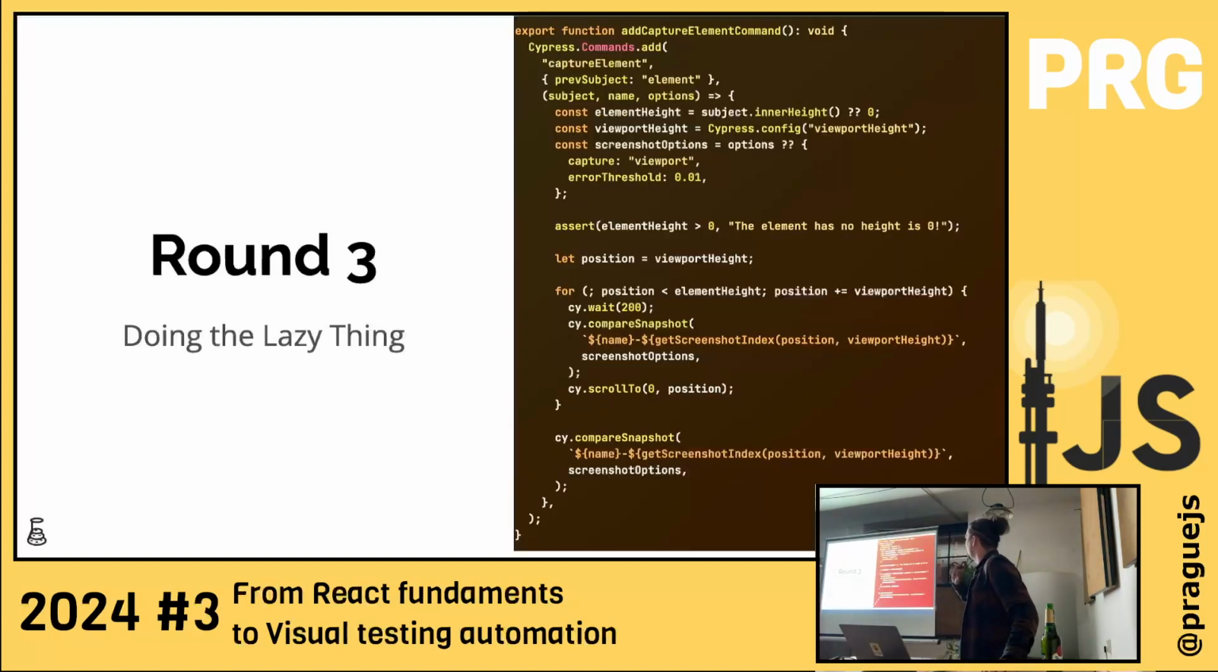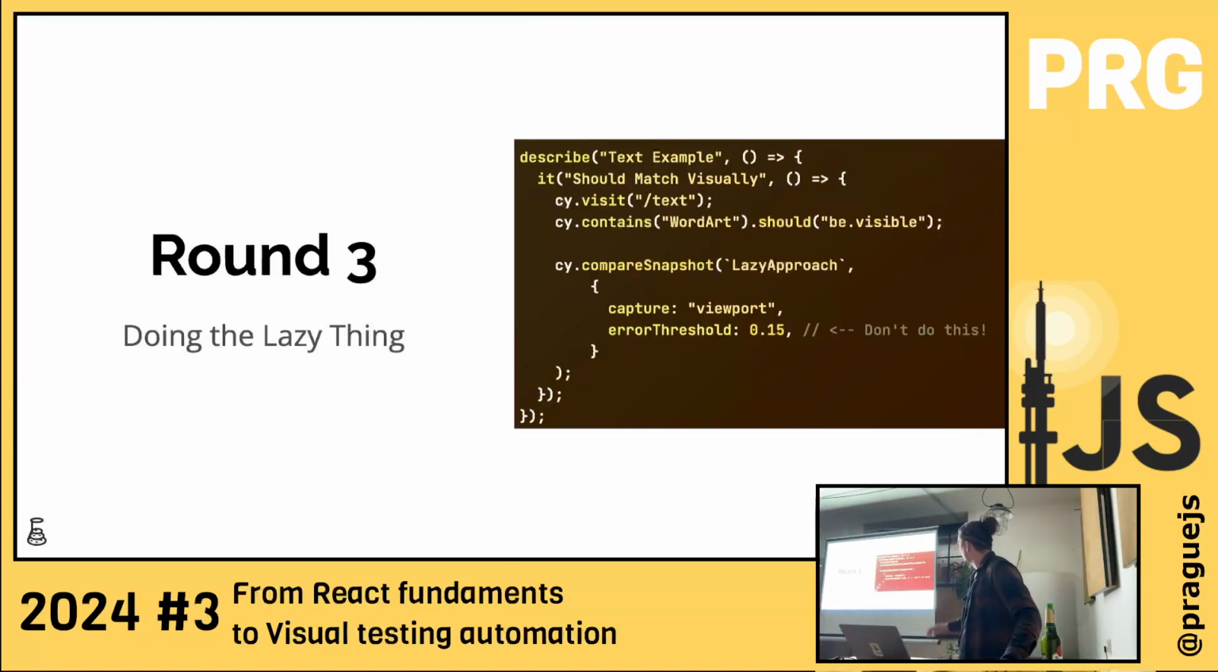Oh, I forgot about this thing. As I talked about the capture viewport, there's also the option of full page, which will scroll through the page and then stitch the screenshots together. That introduced other problems as well. Like when we stitched the screenshots together, there might have been a big white box out of nowhere.